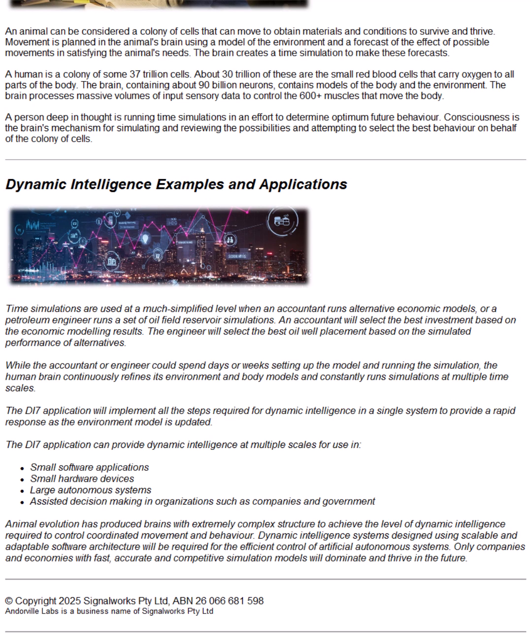Animal evolution has produced brains with extremely complex structure to achieve the level of dynamic intelligence required to control coordinated movement and behavior. Dynamic intelligence systems designed using scalable and adaptable software architecture will be required for the efficient control of artificial autonomous systems. Only companies and economies with fast, accurate, and competitive simulation models will dominate and thrive in the future.